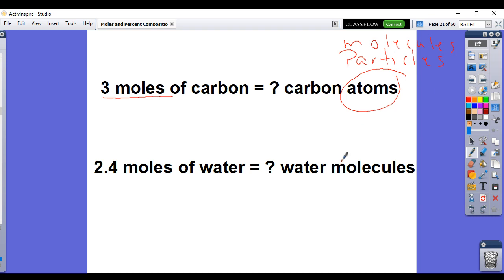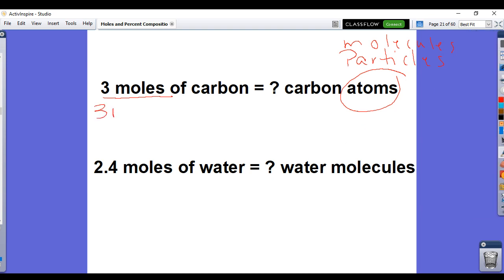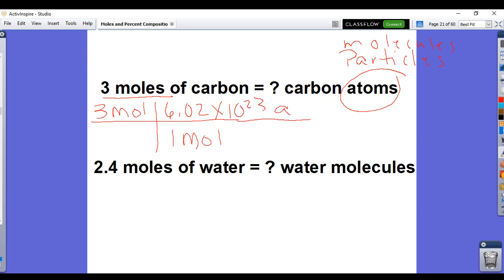All right, so we got 3 moles. So I put 3 moles, draw my line. Every time I write a mole here, the mole goes diagonal. And every time I write a mole, it's always 1 mole down here. And it could have been up here, it just depends on where it is. So now what we want is atoms or particles or molecules, but since we have atoms here, we're going to put that. And every time we write atoms, it's 6.02 times 10 to the 23rd atoms.